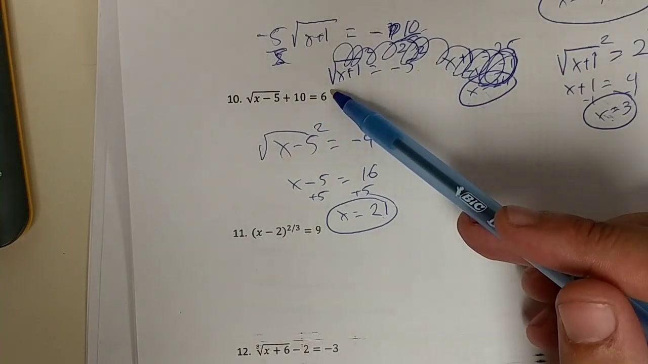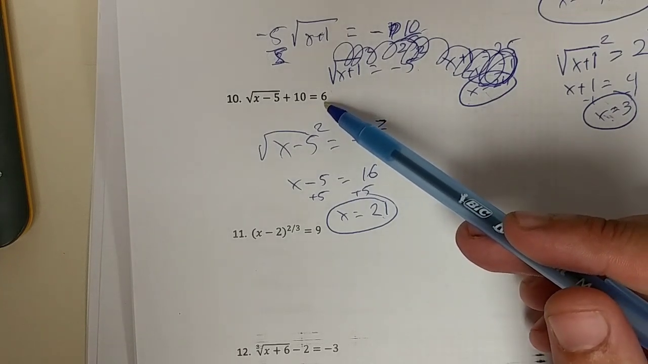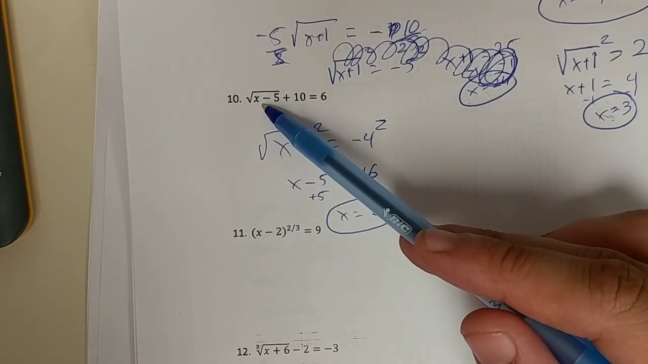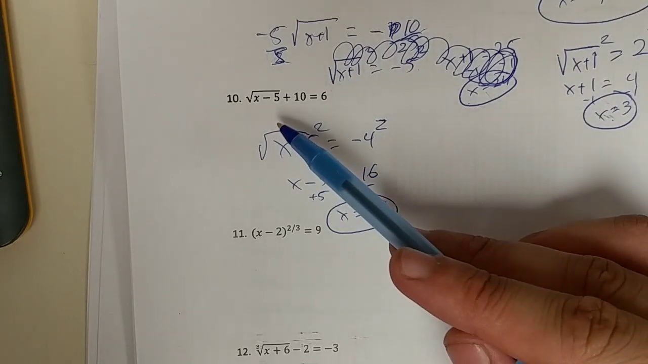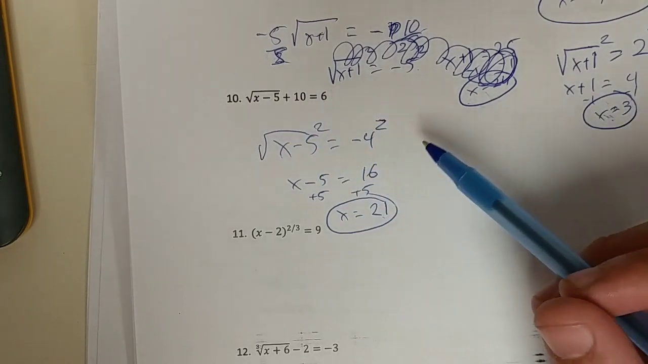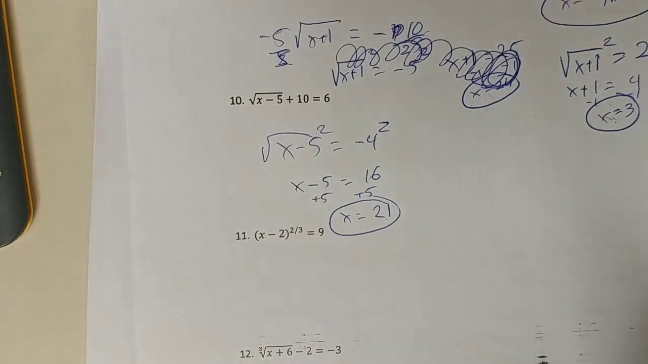So maybe there you're like, Mr. Tobal, that doesn't work. But remember, the square root of 16 is not just positive 4, it's also negative 4. So it's negative 4 plus 10 equals 6. So that's a way you could check it.